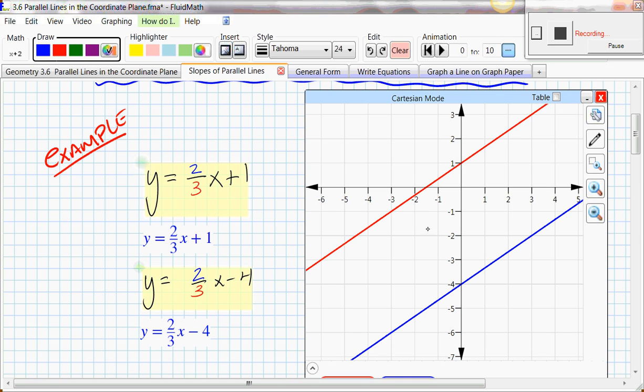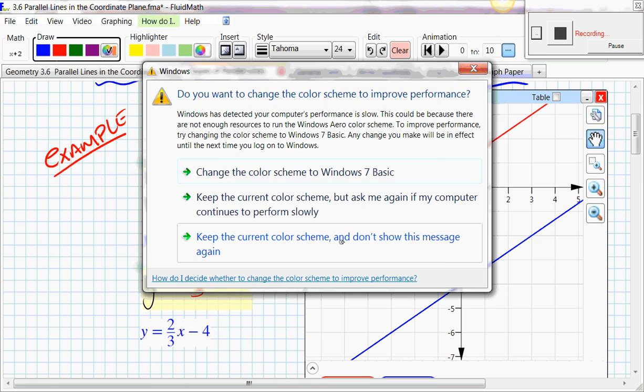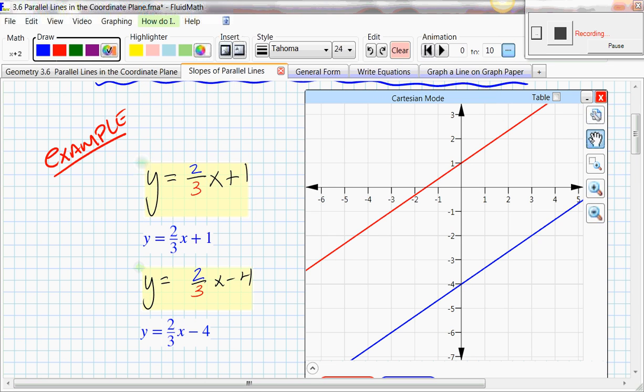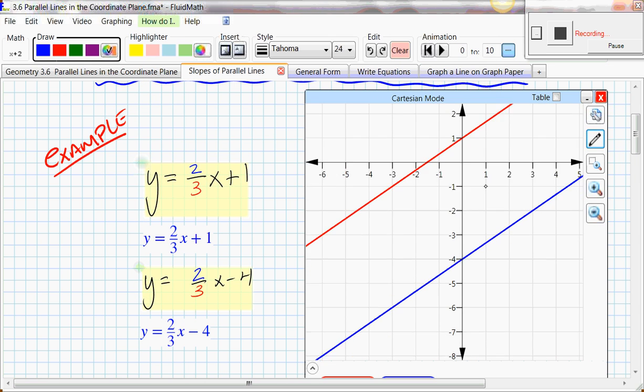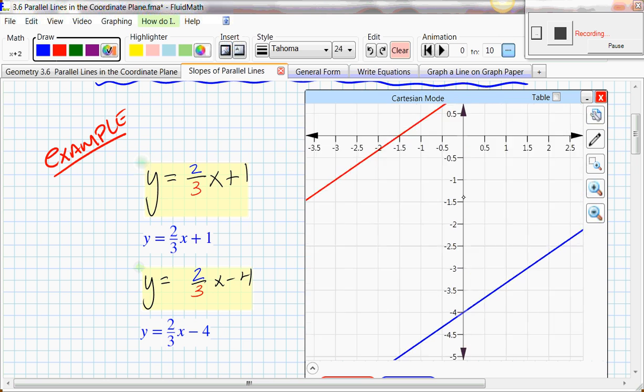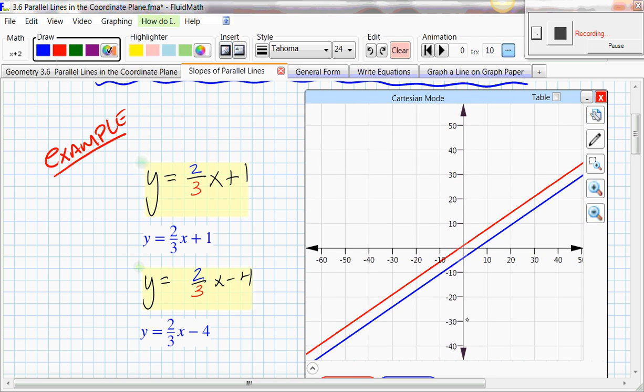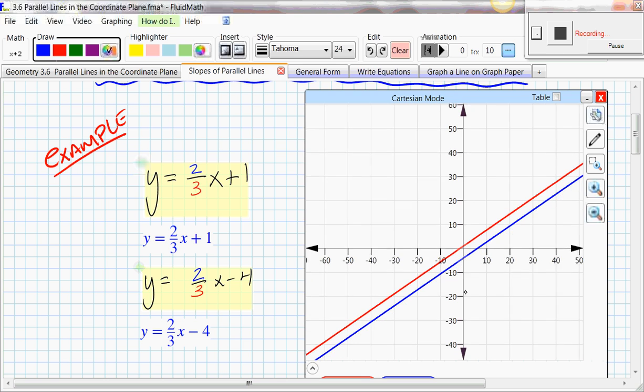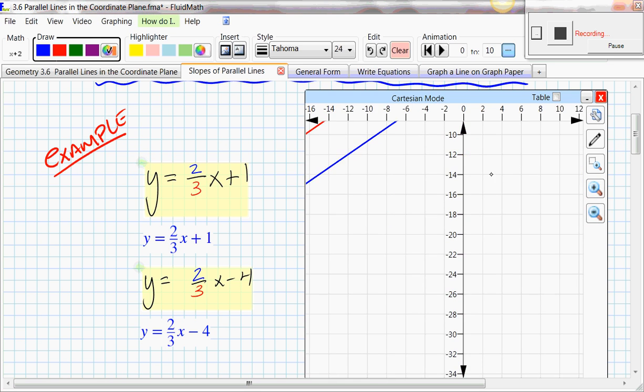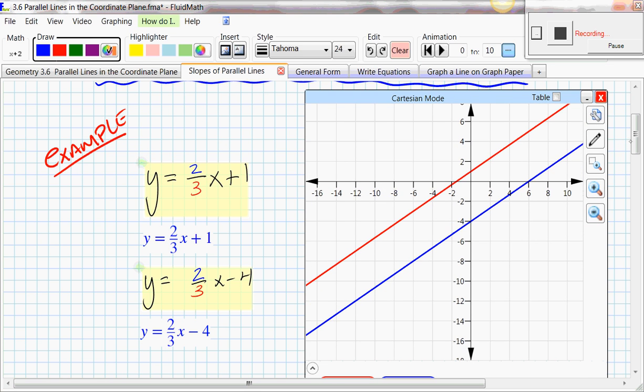You can see that these lines are parallel, right? No matter where we go in the coordinate plane, they will always be parallel. I can zoom in or zoom out, it doesn't matter, right? They will always be parallel. They will never ever intersect. No matter how far out I go or how close I get, they will never ever touch. That's what parallel means.